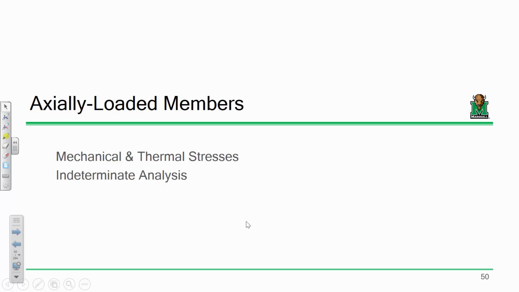The next thing that we deal with are torsionally loaded members. What happens if you take a member and you twist it? How does it behave? And how a member behaves when you twist it versus when you pull on it, well, it changes quite a bit. And so those different scenarios are going to be very important to us for the next quite a little bit. So we'll take axially loaded members first, and we'll start that on Thursday.